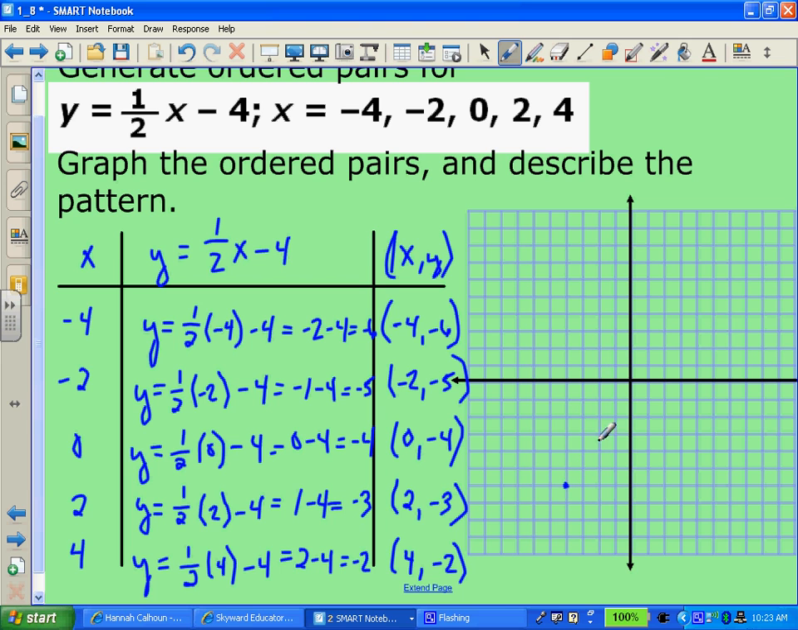And then once again, I'm going to graph those: -4, -6; -2, -5; 0, -4; 2, -3; and 4, -2. And then the pattern there would be a straight line.